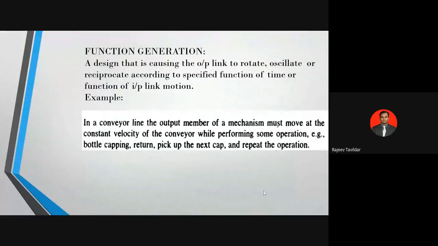Okay, so let me start with the function generation. This is already discussed, what a function generation is. Here, the input link and output link are correlated with each other by some function. So, from a definition point of view, it says that a design that is causing the output link either to rotate or oscillate or reciprocate according to some specified function of time is called function generation.